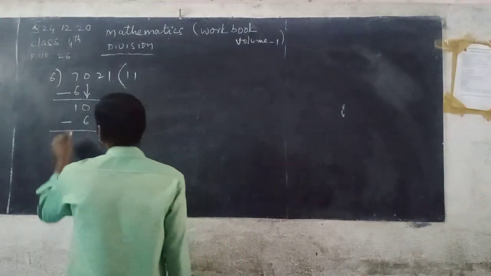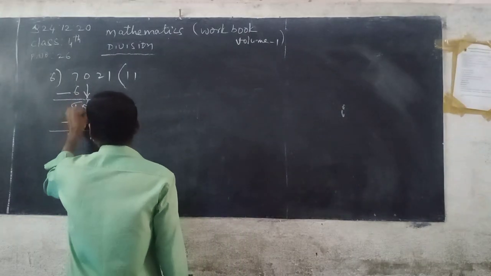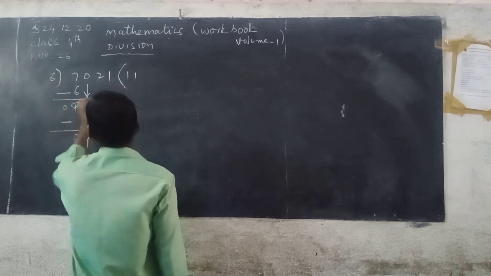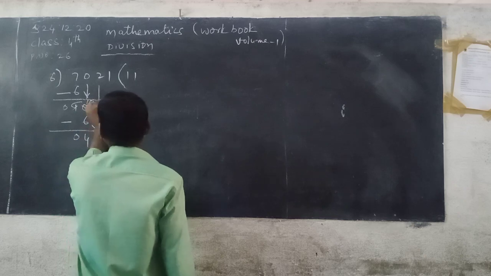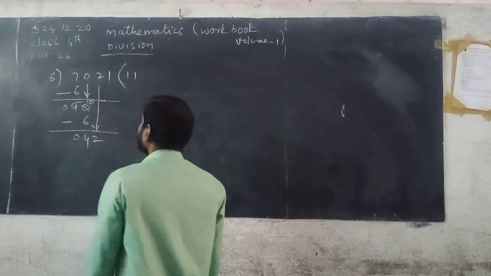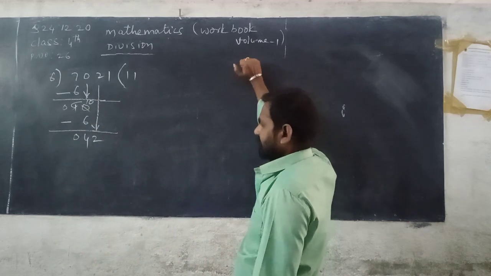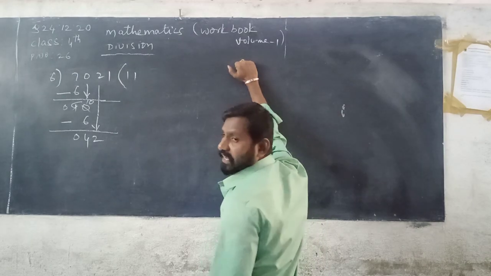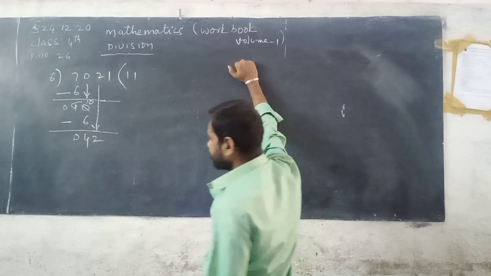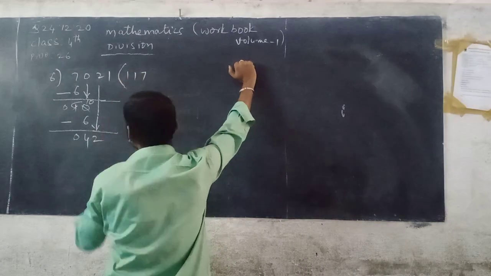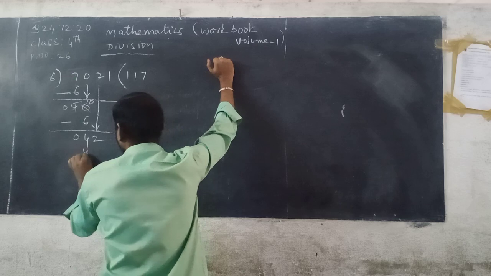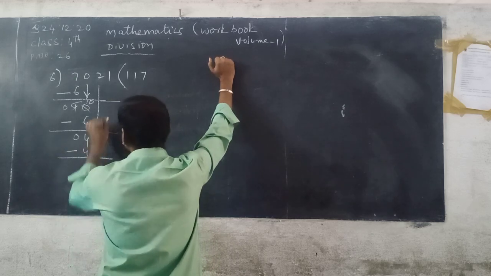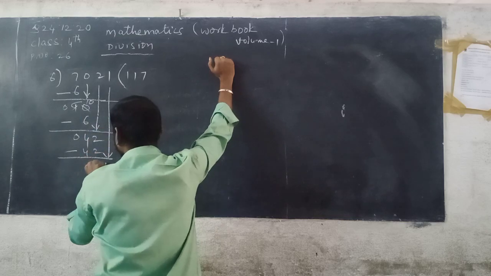See here, 0 minus 6 is not possible. Take borrowing from 1. It gives 10. 10 minus 6 we can get 4. 0. 2. 6 sixes are 36, 6 sevens are 42. Listen carefully. 6 sevens are 42. 42 minus 42 you can get 0. Now bring down 1 to the remainder.